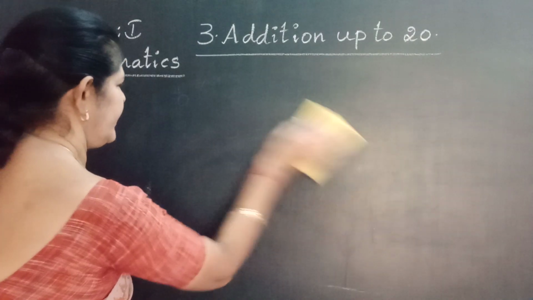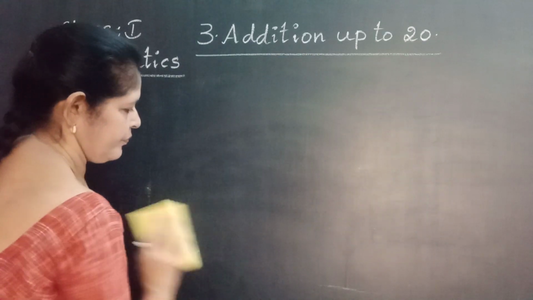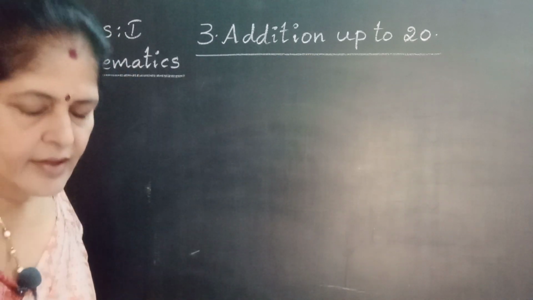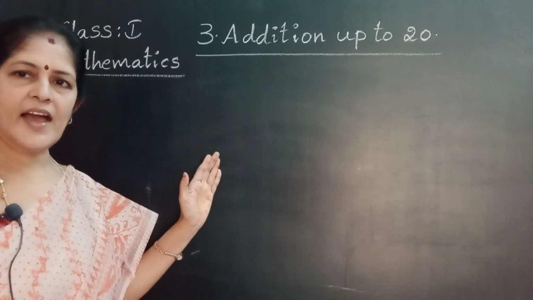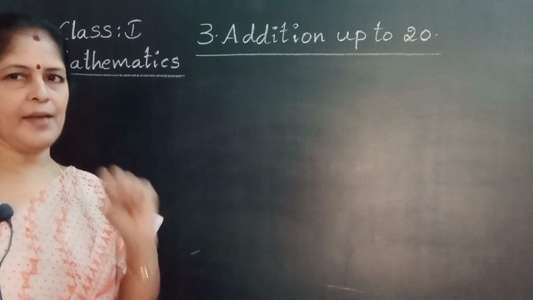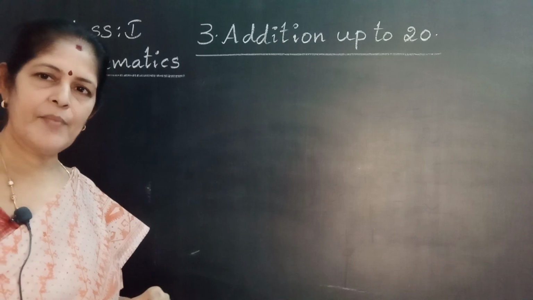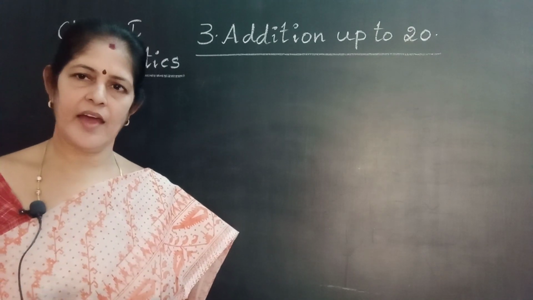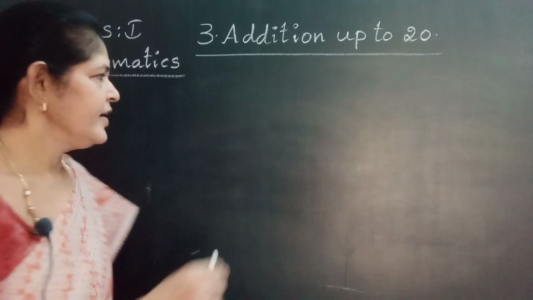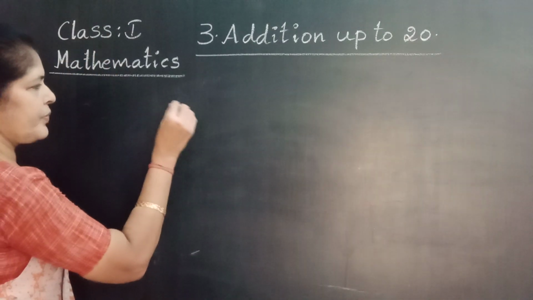How to find the missing number? First, I show you vertical addition of one digit numbers. What are one digit numbers, my dear children? 1 to 9 numbers are one digit numbers. Okay. Come on, look at the examples.